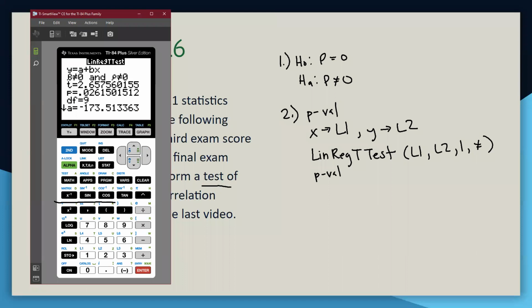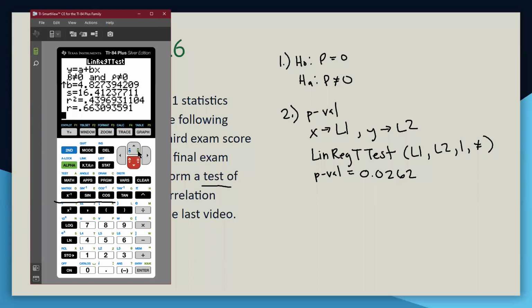It spits out our assumption, and then it spits out a test statistic. So the test statistic is 2.6576, and it spits out our p-value, which is 0.0262 rounded. But you'll also notice it spits out some other stuff. We see that a and b for the regression equation, y equals a plus bx. We see an s value, which we haven't talked about, and then an r squared and an r.